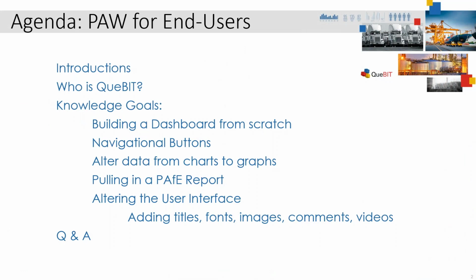The agenda for today, we're going to first introduce ourselves and our company, QueBIT Consulting. Then our goal is to cover building a dashboard from scratch in PAW. We want to talk about how you alter data from charts and graphs. We're going to add some navigational buttons. We're going to pull in a pre-built PAFE report, and of course, talk about best practices on how you can enhance your users' experiences through the addition of fonts and titles, images, comments, videos, etc. And of course, we're going to leave some time at the end for some Q&A.